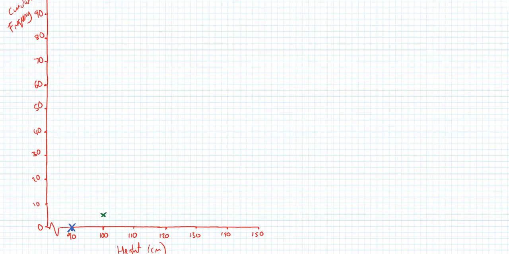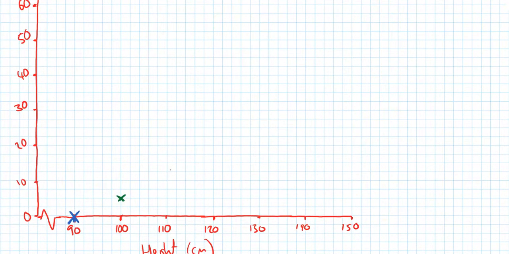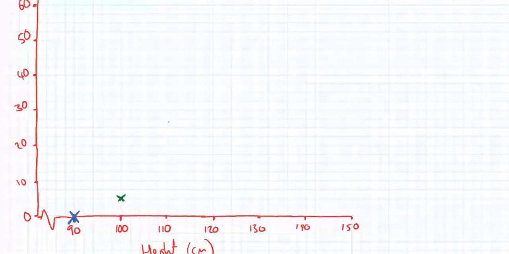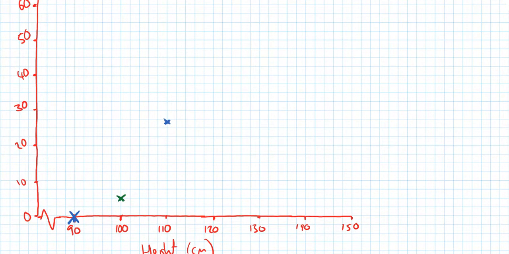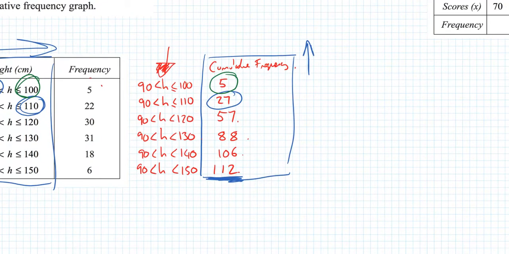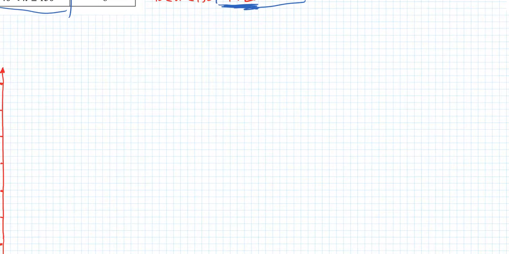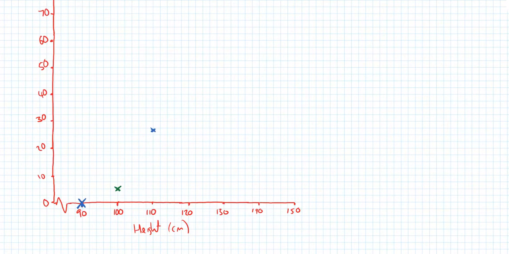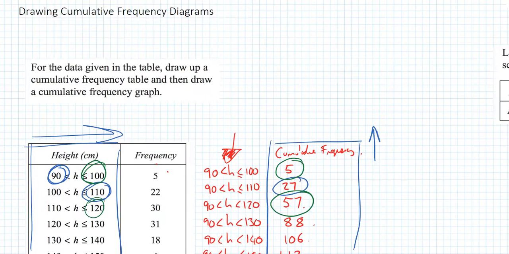So let's mark that down. We need to get 27, and 27 is going to be just about there. Okay, the next one after that, let's go back to our table and take a look. Well, 57 people have a height of up to 120. So let's mark that 120 and 57 somewhere approximately there. Okay, so that's that one.